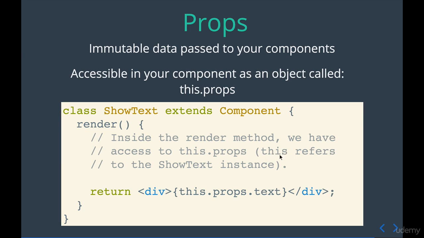So if you remember the keyword this, in this case, this will be referring to the instance of this class. So this class instance has an object called props, and one of the keys of that object is text. Since this is a normal JavaScript object with a property, when we put it in the curly braces here, the string that comes back will be the string that's displayed in the view.